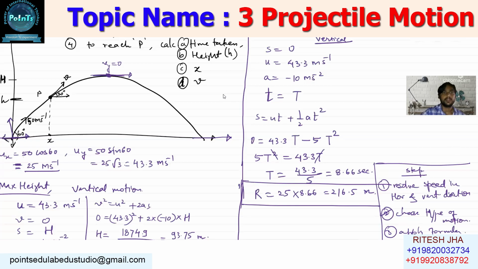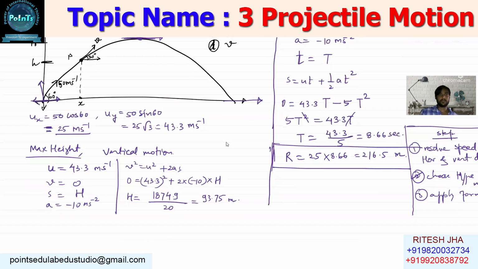All right. Now the next. So these are the first 3 parts of this question. Let's understand the last part. To reach P, calculate the total time taken, height, X, and the V. All right, now this is the main hurdle. Let's understand how to do these kind of questions.